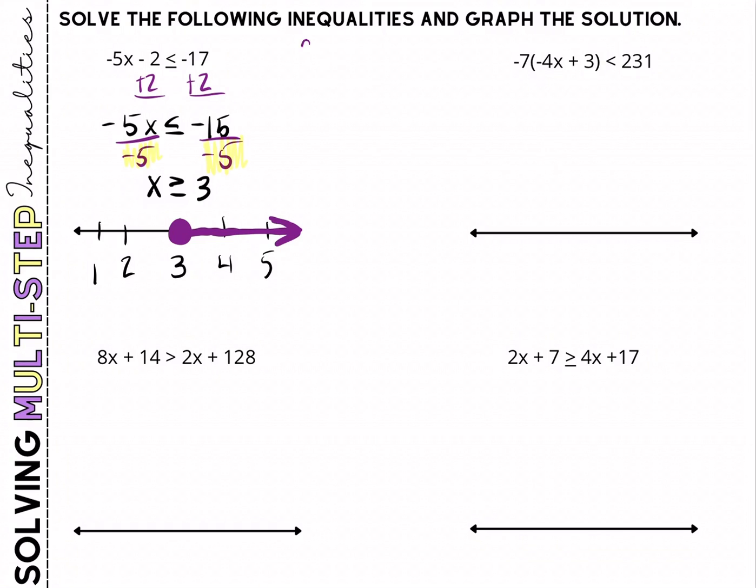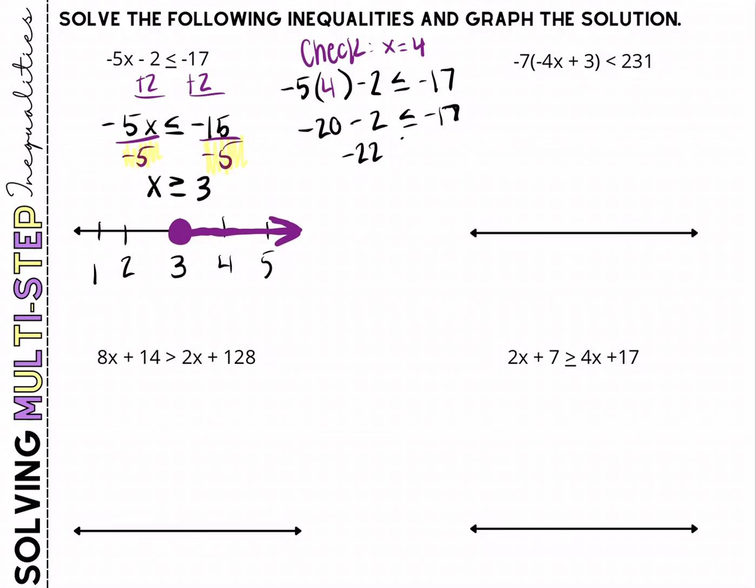You can also check these the same way we did an equation. Let's pick a number that's greater than 3. We're going to pick 4. So let's say x is 4. Then I have negative 5 times 4 minus 2 has to be less than or equal to negative 17. That's negative 20 minus 2, which is negative 22. Negative 22 is less than negative 17, so that works. That's the way you can check it if you're unsure of your answer.